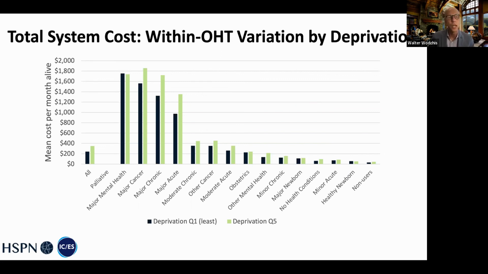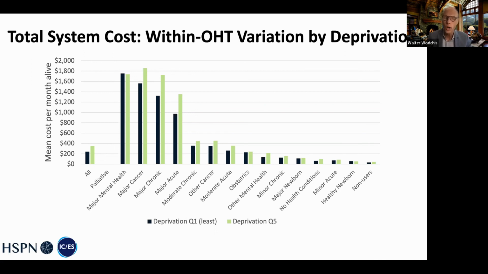And so you can see overall, generally speaking, people who are in the highest area of deprivation, Q5, we spend more money on. It's about 40% more overall compared to the people who are in the least deprived areas. There's a reason for that spending. People are not well. And if you look, major mental health, that is not true, but through all of the other conditions, we actually see that we're spending more on the individuals who are living in areas of high deprivation.